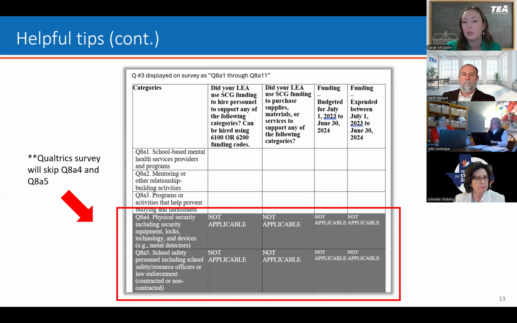Therefore, they're not applicable. And we just wanted to point that out because when you get to your Qualtrics survey, it will ask you Q8A1, 2, and 3, and then all of a sudden you'll get to a question that says Q8A6. We just wanted you to be mindful that that was a purposeful skip over for these 4 and 5 categories because they don't relate to our grant program.